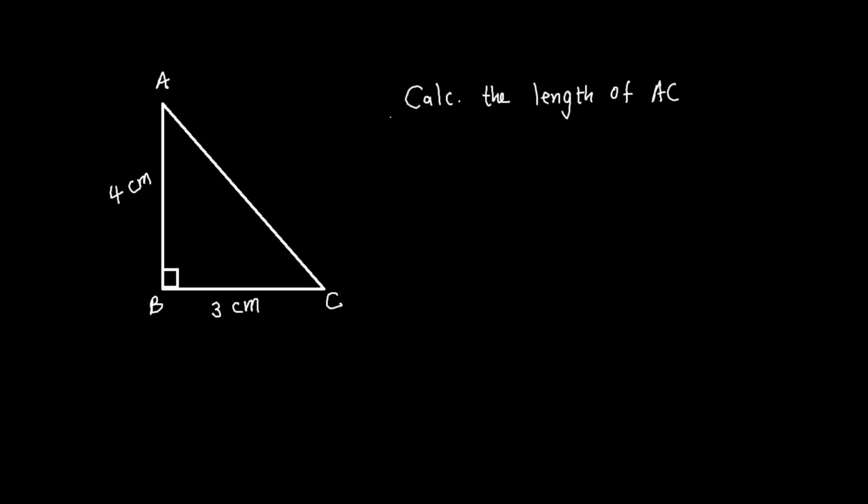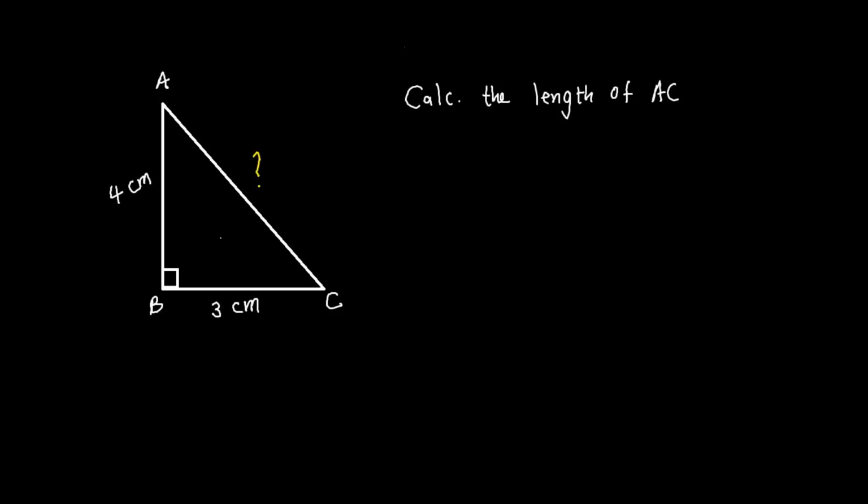Okay, so now we have this problem in front of us. We are given triangle ABC, and I know that this is a right angle triangle because there's a small block here, and this block indicates that AB is perpendicular to BC, meaning that this angle that's formed here is 90 degrees, right? So according to the theorem of Pythagoras, the hypotenuse squared is equal to the sum of the square of the other two sides, and we are required to find this length here, AC.